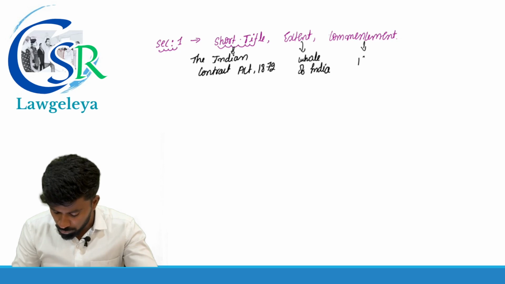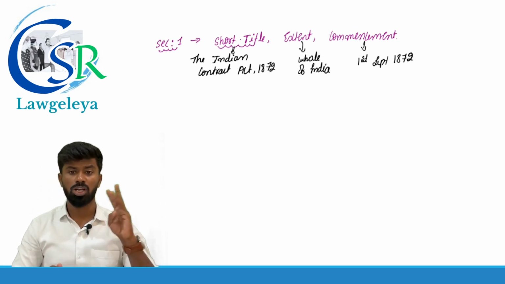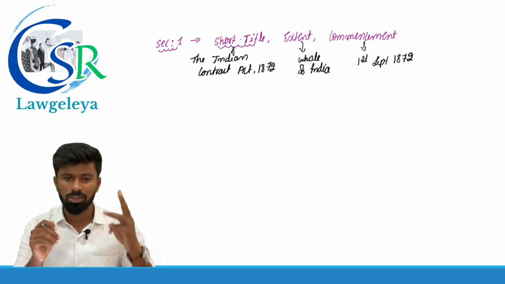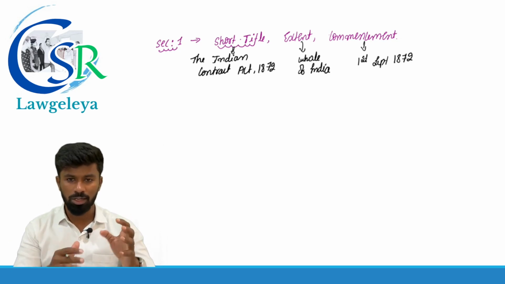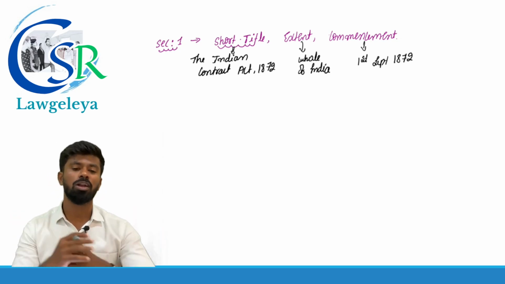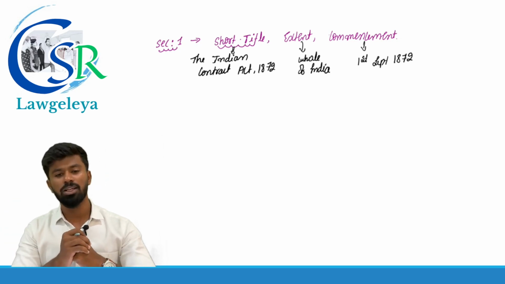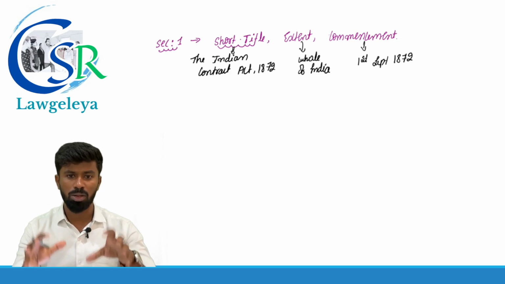This law came into force on the 1st September 1872. Section number 1 provides how many provisions? 3 provisions. What are they? Short title, extent, commencement. What is the short title? The Indian Contract Act 1872. Extent, the whole of India. Commencement, the 1st September 1872. This is section number 1.